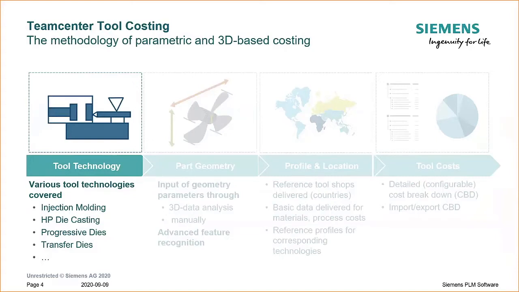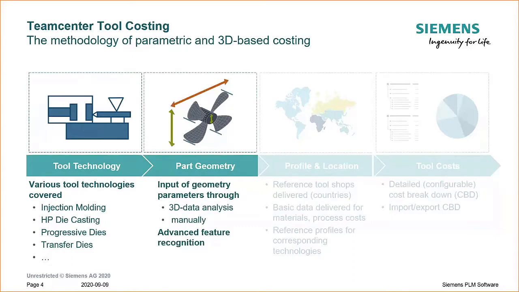Teamcenter tool costing allows a parametric calculation of various tool technologies, such as injection molding, high-pressure die casting, progressive dies, transfer dies, and as well line dies. This slide shows you the process of the parametric calculation. As a first step, the tool technology must be selected. After that, the part geometry needs to be described. This can be done either by analysis of the 3D data or by manual input.